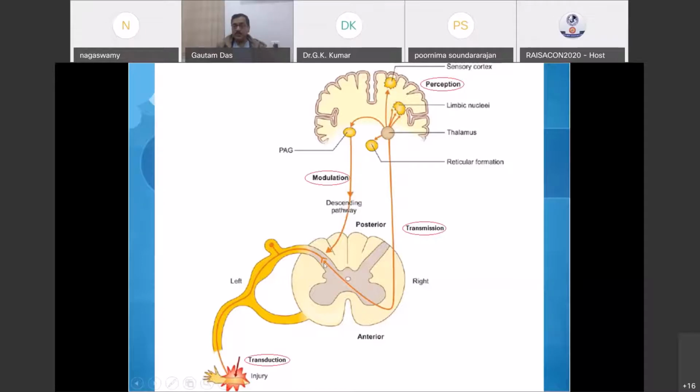How do they suppress? By releasing inhibitory substances, so that the pain pathway is suppressed.